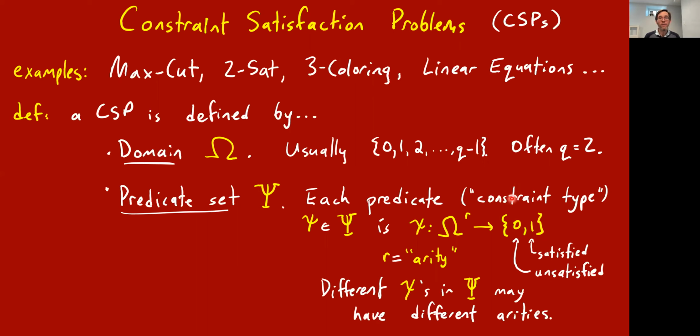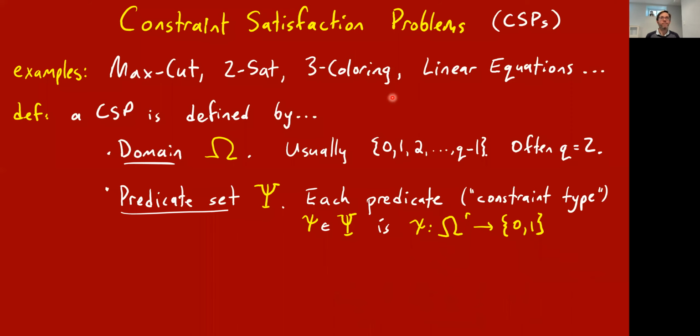And your big predicate set can have different arities if you want. Like if we wanted to capture 2-SAT, remember we needed some OR-type predicates of arity 2 and OR-type predicates of arity 1. That's fine. And that's it. So once you define the domain, and most especially the set of predicates, that defines a particular kind of CSP, like, as we'll see, max cut or 3-coloring.